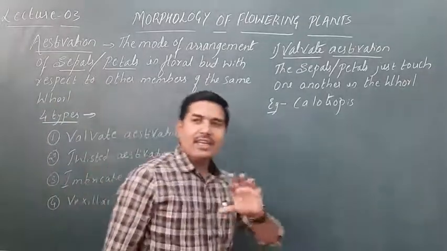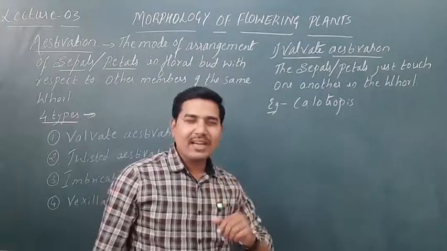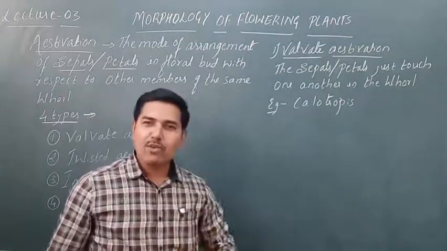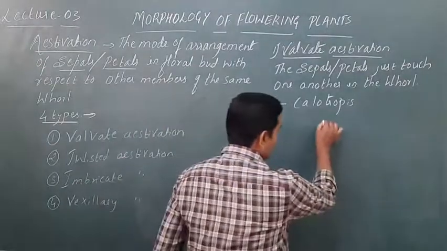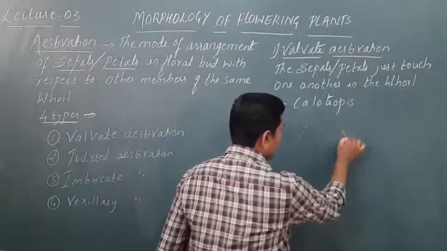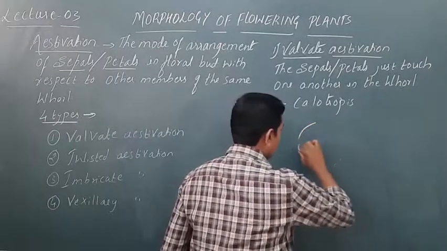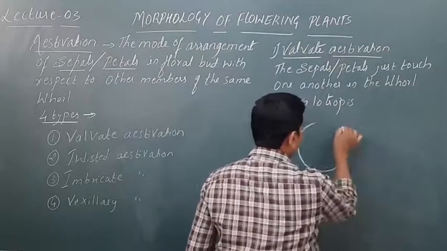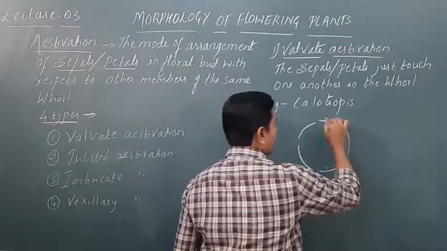Calotropis is the plant that produces milky latex from the stem. Look at this, this is how it is arranged in the bud condition.